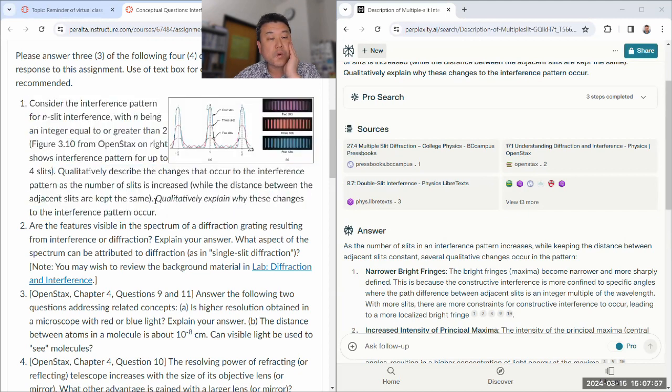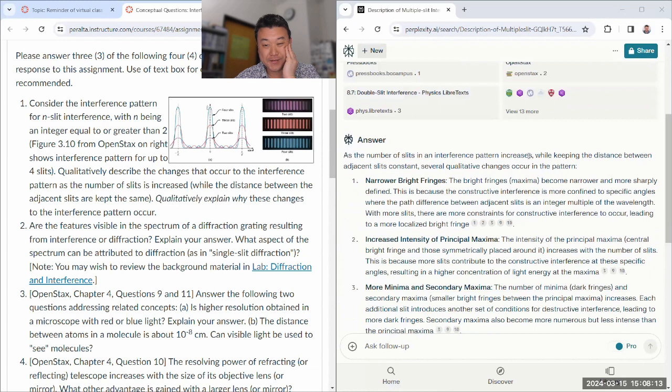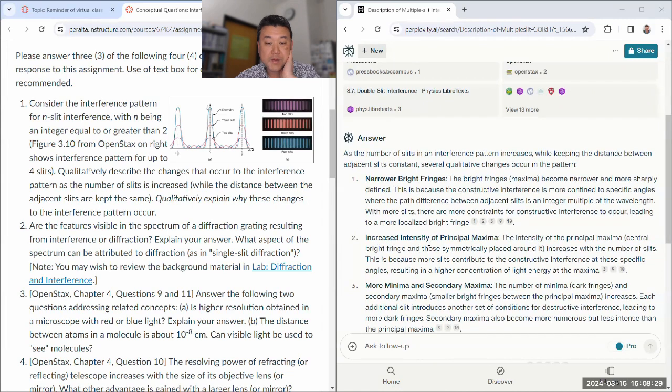So qualitatively, I think having more slits would reduce uncertainty within each peak. Let's see. So the qualitative changes that occur are sharper, narrower bright fringes, and increased intensity of principal maxima. Yeah, that's fairly easy. More minima and secondary maxima.